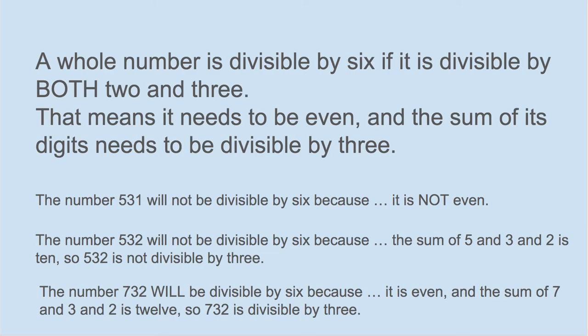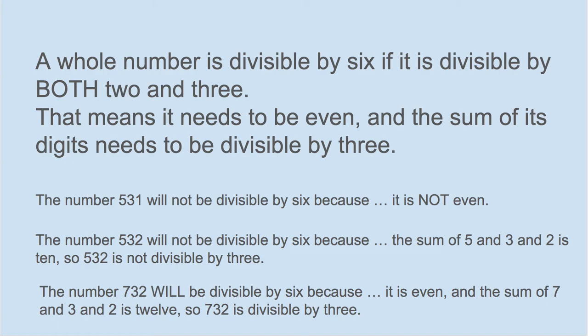A whole number is divisible by 6 if it's divisible by both 2 and 3. That means it needs to be even, and the sum of its digits needs to be divisible by 3. The number 531 will not be divisible by 6 because it's not even. The number 532 will not be divisible by 6 because the sum of 5 and 3 and 2 is 10. So 532 is not divisible by 3.